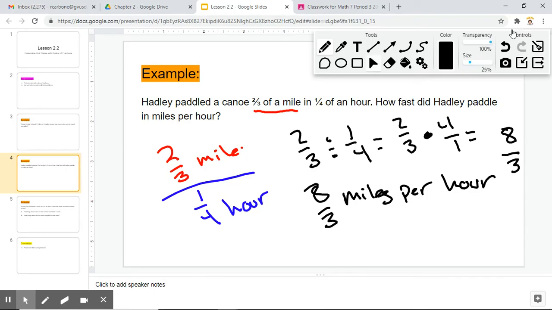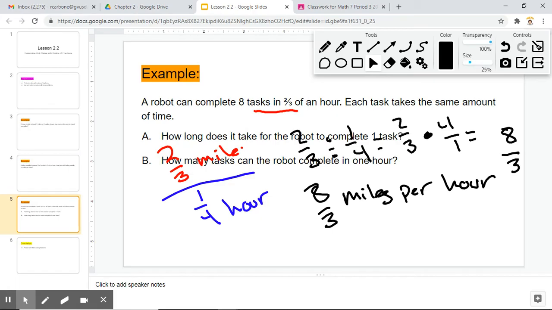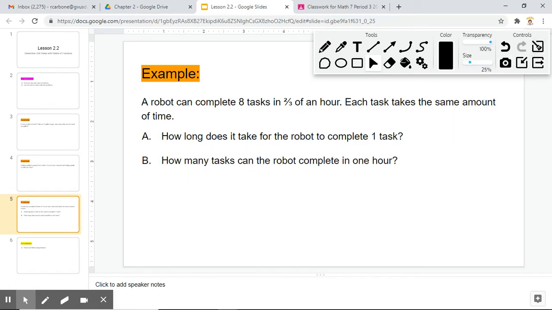All right, so that was that one there. Let's get into our last example for us. A robot can complete 8 tasks in 2/3 of an hour. Each task takes the same amount of time. How long does it take the robot to complete one task? And how many tasks can the robot complete in 1 hour? All right, so we got different units here on this one. For starters, this first unit up here is going to be hours per task. And the second unit is going to be tasks per hour. So two different ones we have to work with here. Let's start with the hours per task first.